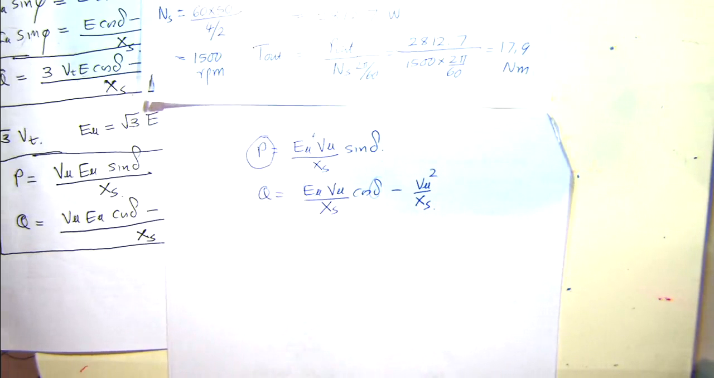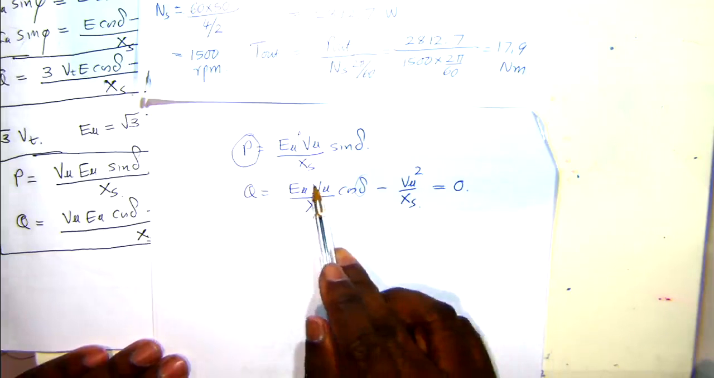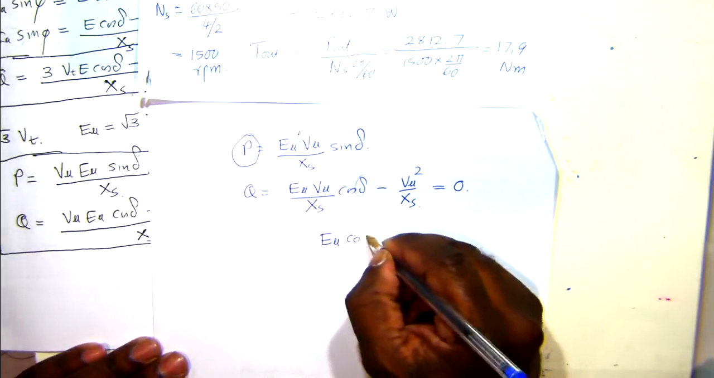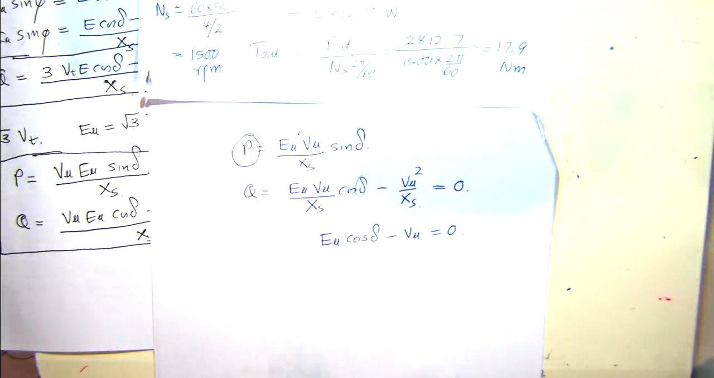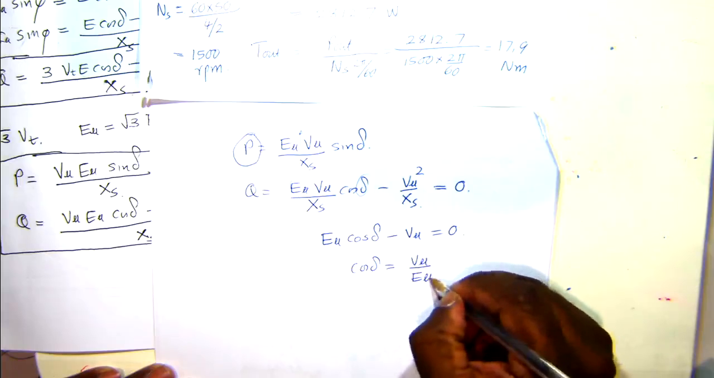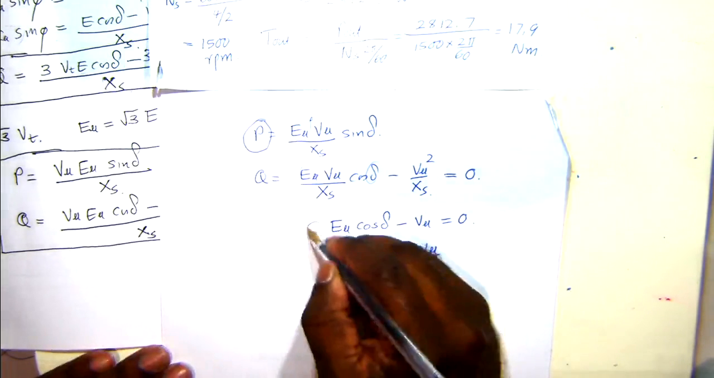But then you are achieving unity power factor. Unity power factor means the reactive power being consumed from the grid is 0. So this equation becomes 0. That means we can cancel off V line to line. So we can write this as E line to line cos delta minus V line to line equals 0. We just remove V line to line over XS from the equation, and then cos delta will be V line to line over E line to line. So this is the condition for unity power factor.